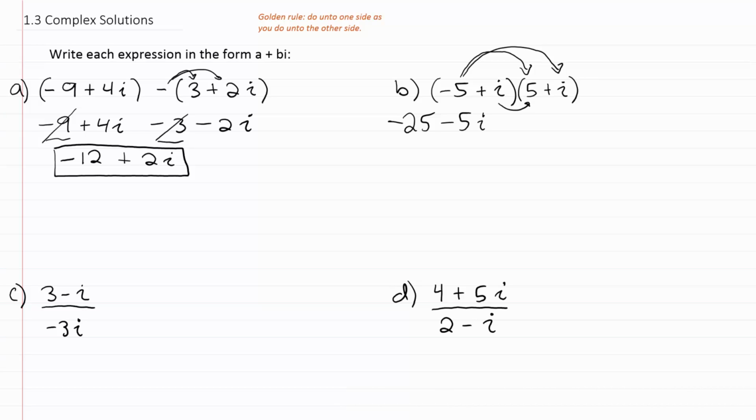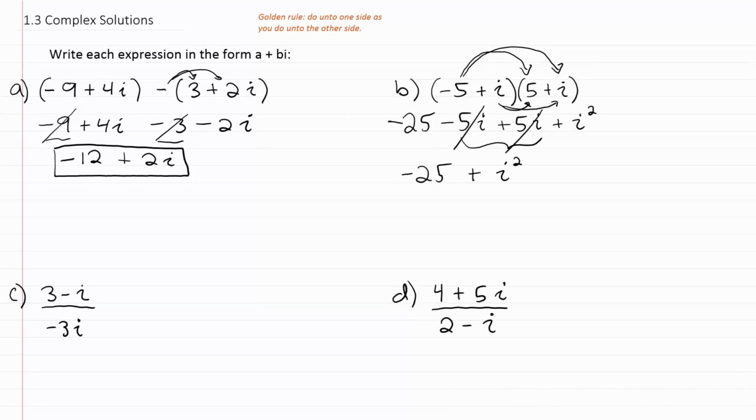And then i times +5, of course, is plus 5i. And then i times i is going to give you positive i squared. So as I mentioned before, this middle term will cancel out because essentially it's a difference of two squares product. So we can cancel out that -5i and the positive 5i. We're left with -25 plus i squared.